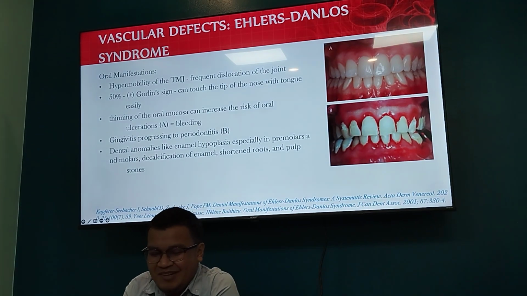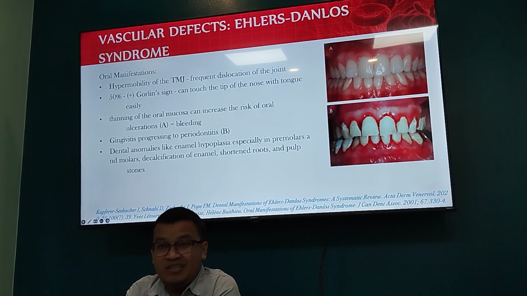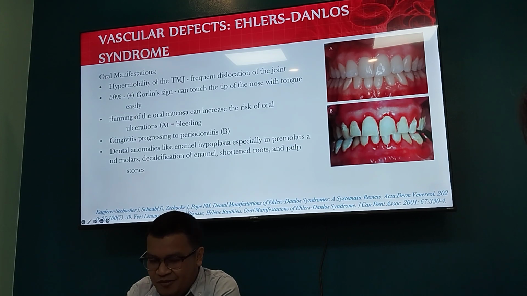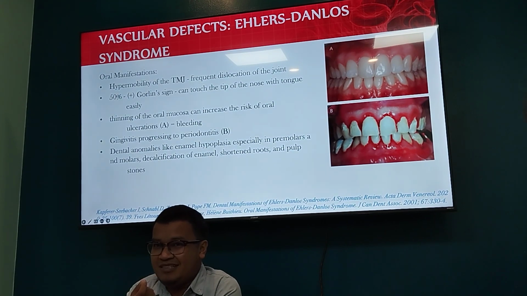So, for the oral manifestations, there's hypermobility of the TMJ that can lead to frequent dislocation of the joint. These patients, approximately half of them, can touch the tip of the nose with the tongue. So that's your positive Gorlin sign. You can elicit it by sticking the tongue out.